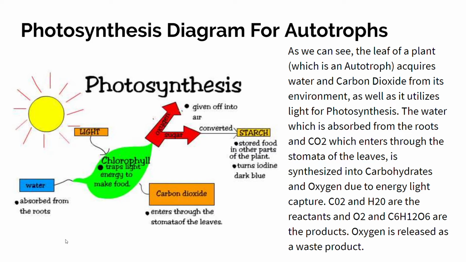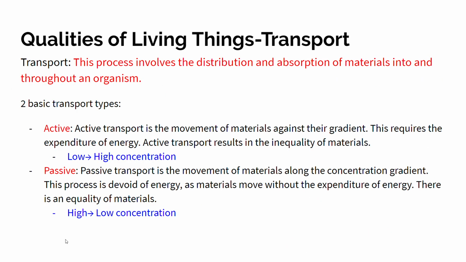CO2 and H2O are the reactants, and O2 and C6H12O6 are the products. Oxygen is released as a waste product. So basically, we see that in order for photosynthesis to occur, there has to be water, carbon dioxide, and light initially, and then that is transformed later on to sugar, and oxygen is the waste product.